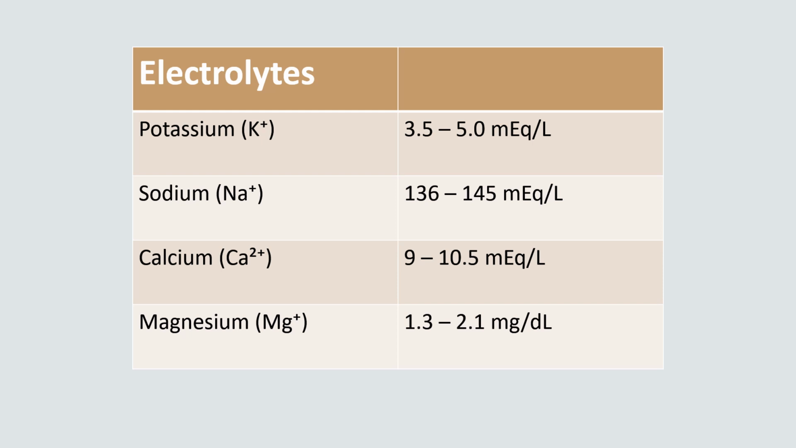Hypokalemia, or a low potassium level in the blood, is when the level of potassium falls below 3.5 milliequivalents per liter. Critical values are when the measurement is less than 3 milliequivalents per liter for adults and 2.5 milliequivalents per liter for newborns. The most common cause of hypokalemia is the loss of potassium from the kidneys or the gastrointestinal tract.